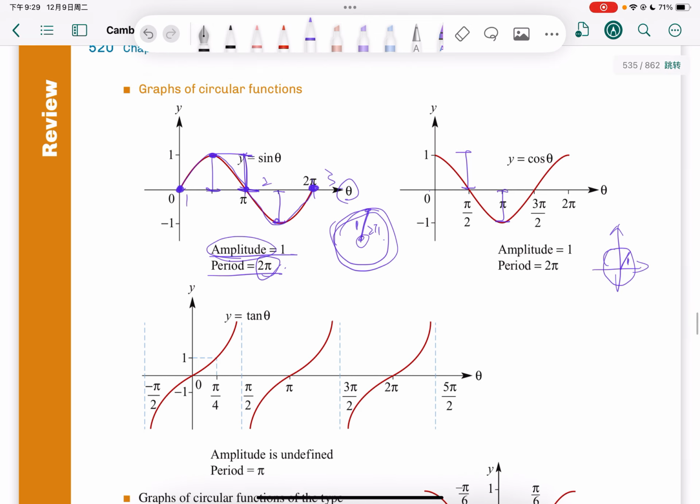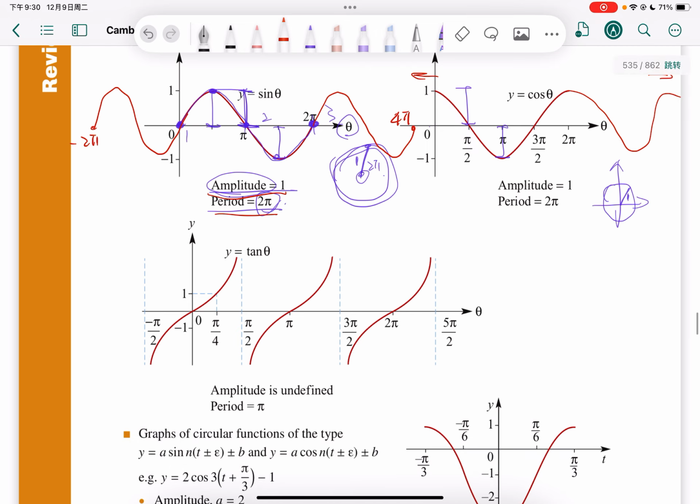So if you extend the graph, you may get something like this. Here should be 4 pi, and here should be negative 2 pi. Sine and cos are just continuous graphs, so they never stop. They extend to positive and negative infinity. And no matter how long they extend, their amplitude is always 1 and the period is always 2 pi. Same for cos. You can also extend it like this and that way as well.